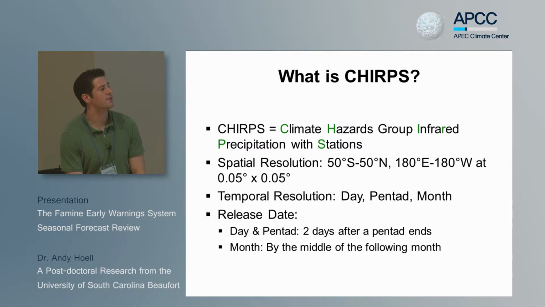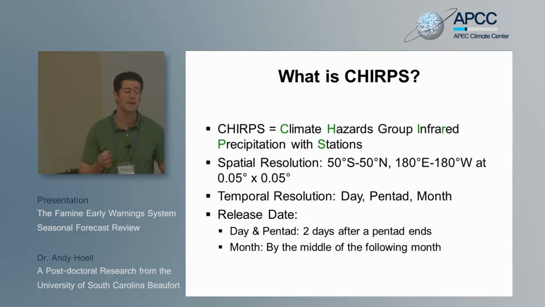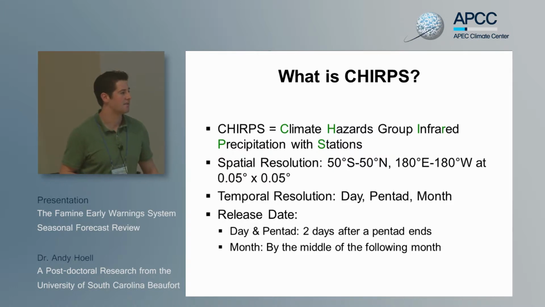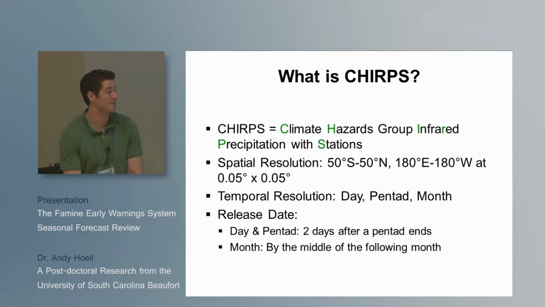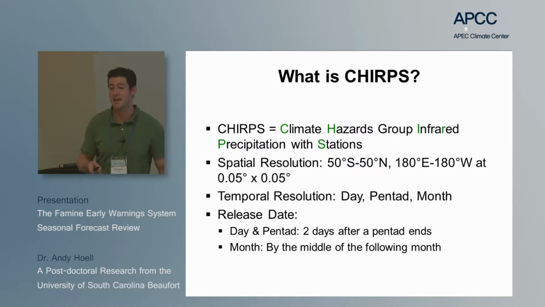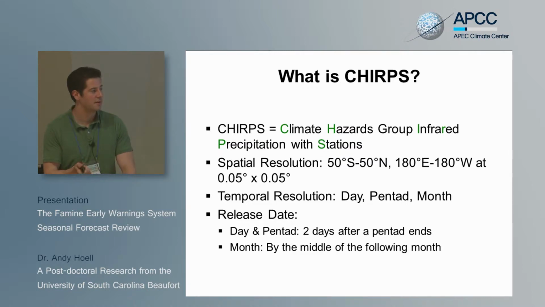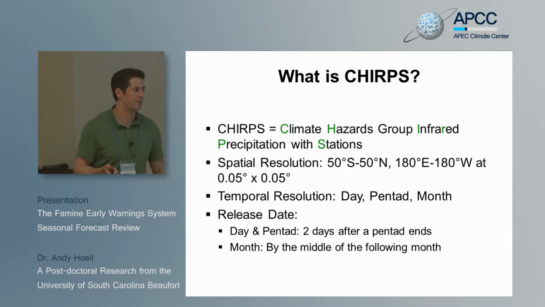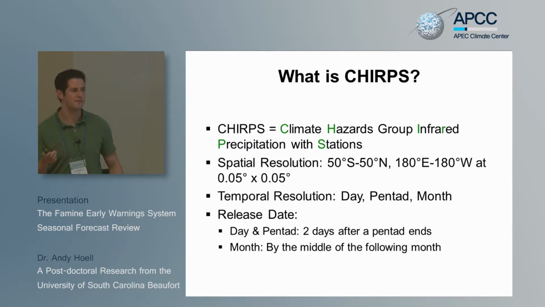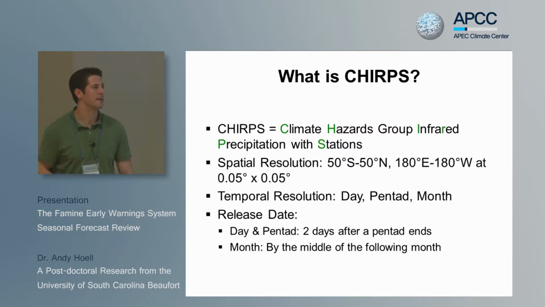The temporal resolution: we have a daily product, a pentad product every 5 days, and a monthly product. And the release date, the folks who curate this data product keep on top of it very nicely. So days and pentads are available 2 days after a pentad ends, and oftentimes even a day after a pentad ends, and every month by the middle of the following month. So we've just hit the 15th of September, or a little bit past it. August is available now on the website.